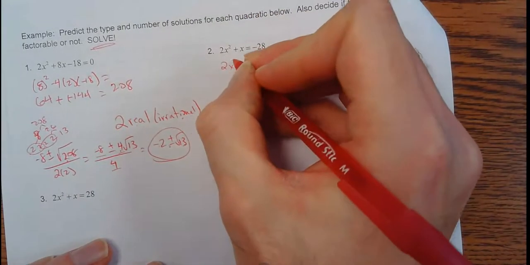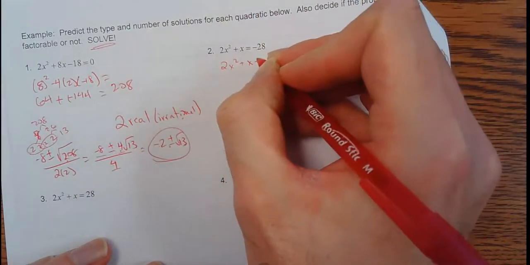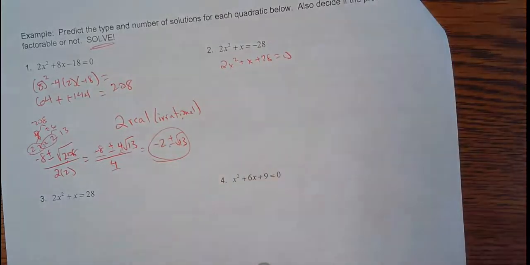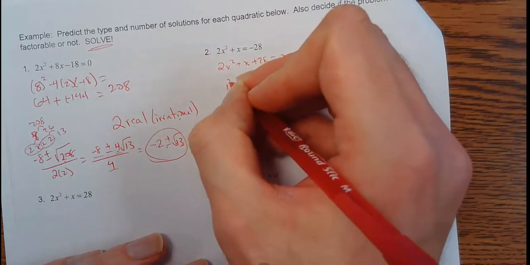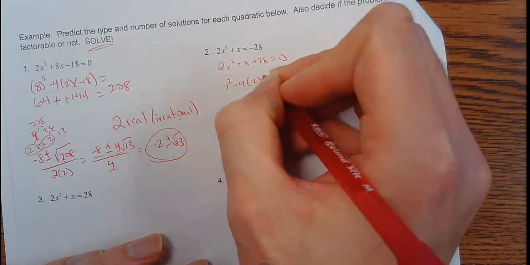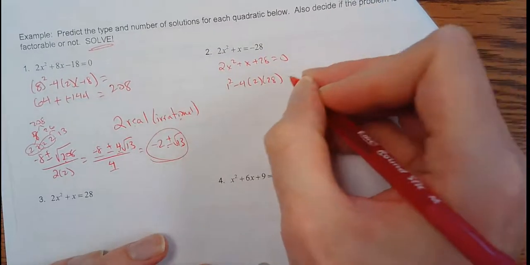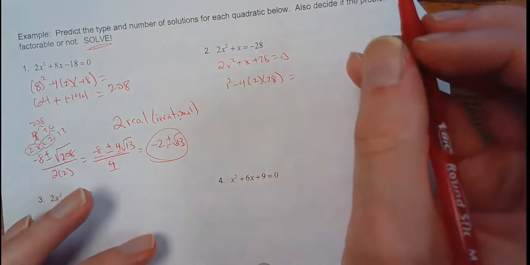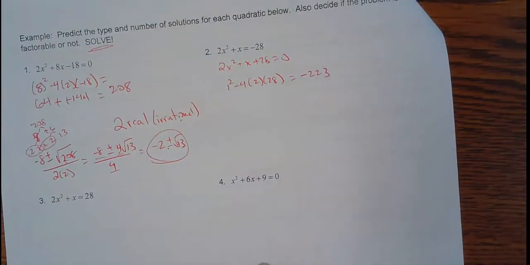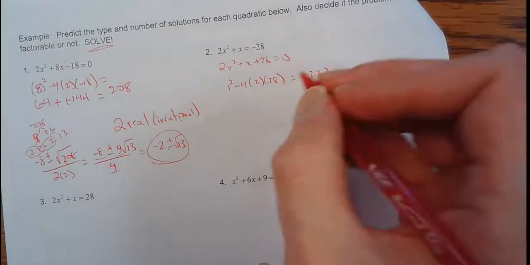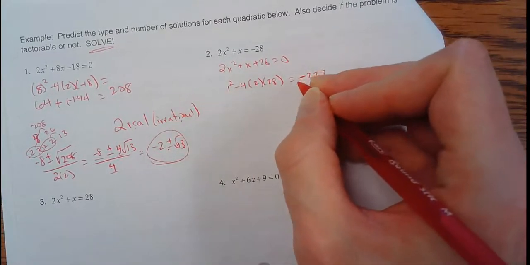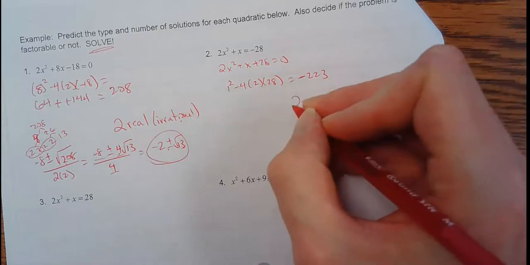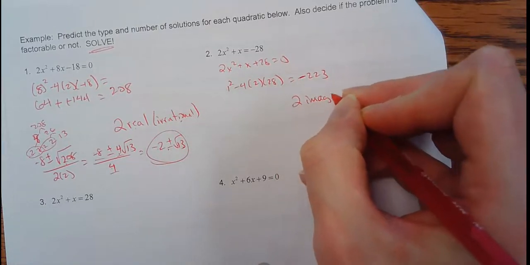This guy up here, 2x squared plus x, bring the 28 over. So now do the discriminant. So b squared, that'd be 1 squared minus 4 times a times c. I can tell right off the bat this is going to be a big negative number. Okay, so we got negative 223. So 1 minus all this is negative 223. So that means, since this is negative, when I try to square root that, I'd have imaginary. So I have two imaginary solutions.